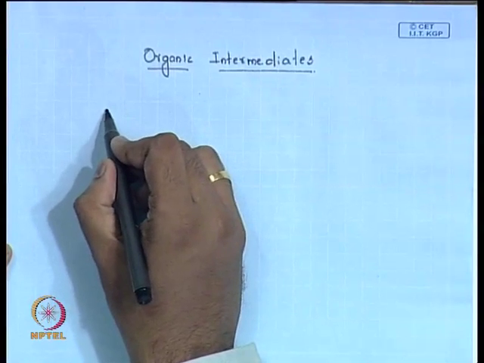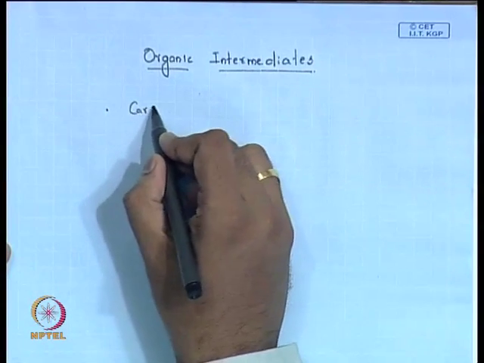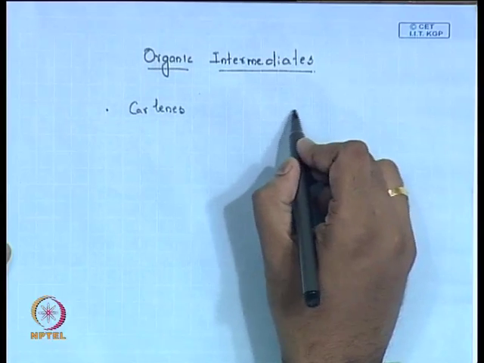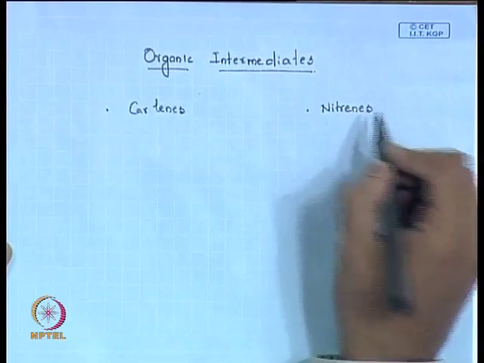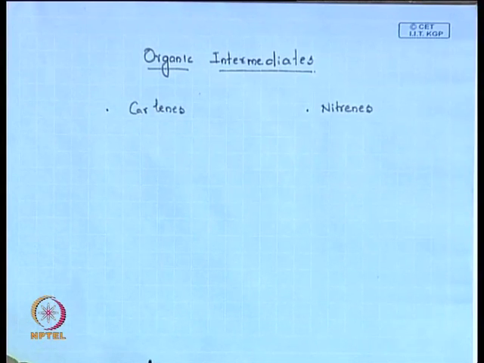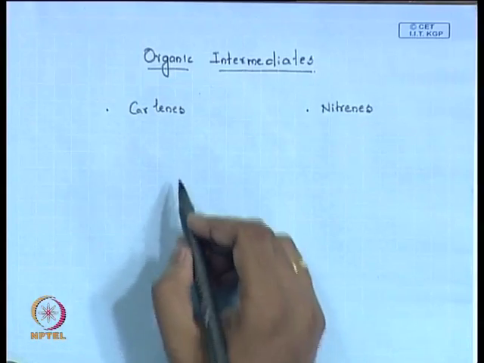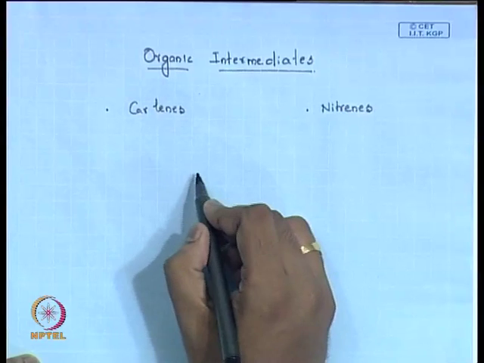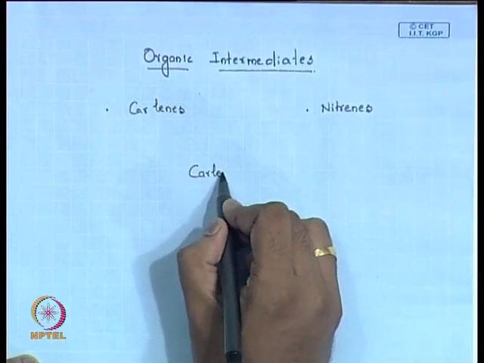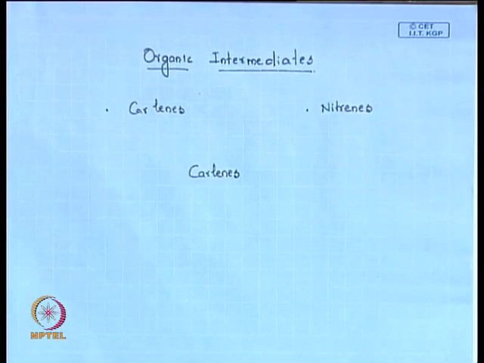So, basically I am going to deal with carbenes. Another class of reactive intermediates is nitrenes. So, we will study carbenes as well as nitrenes. Initially we will discuss carbenes. You know about carbenes quite well because you have studied them in detail earlier. We will see from the photochemistry point of view how we can understand carbenes.